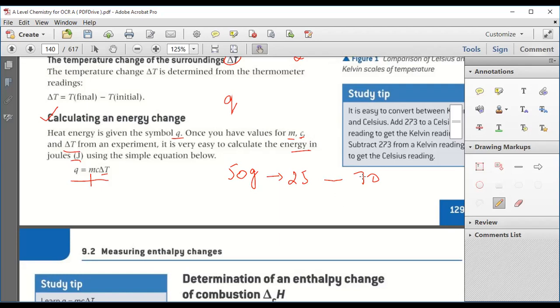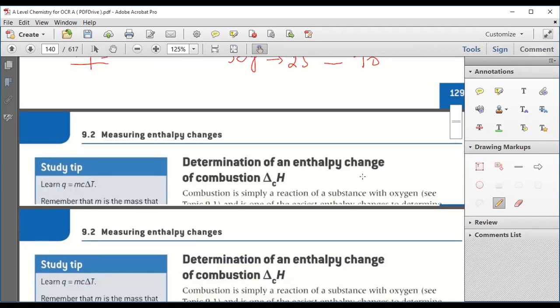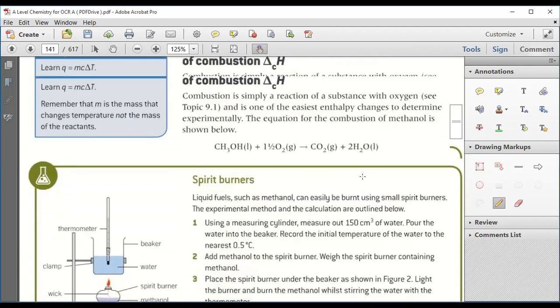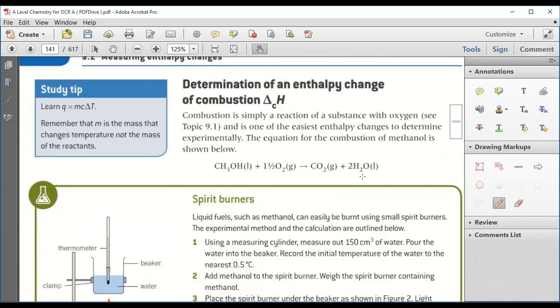You have to calculate Q by mc delta T. M means mass, that is 50 gram. Copper will have some specific heat. And delta T will be equal to 70 minus 25. Clear? So in this way, you can calculate the exact amount of heat required to increase 50 gram of copper from 25 degrees Celsius to 70 degrees Celsius. Okay. Now, determination of enthalpy change of combustion, that is delta HC.